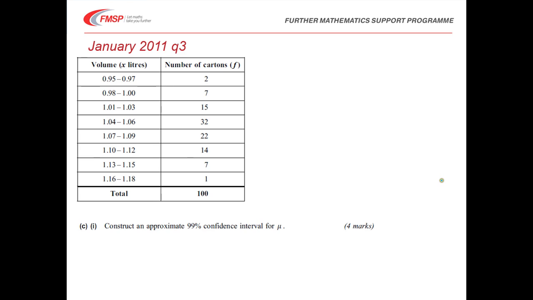Okay, so now we've got to construct this thing called a 99% confidence interval. The definition of a confidence interval is that it's x bar plus and minus some z value at some significance level times sigma over root n. That's the definition. What we need to work out and state is what this value of z is. Okay, so x bar we've just worked out from the calculation, so 1.062 plus and minus.